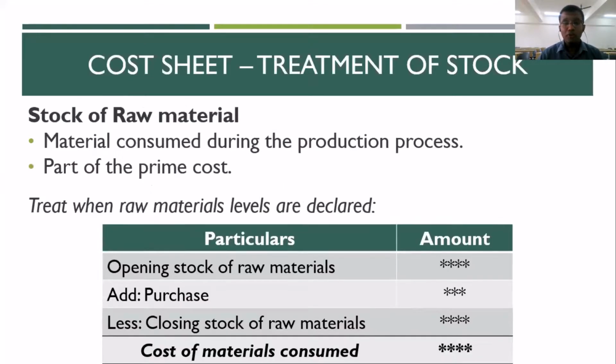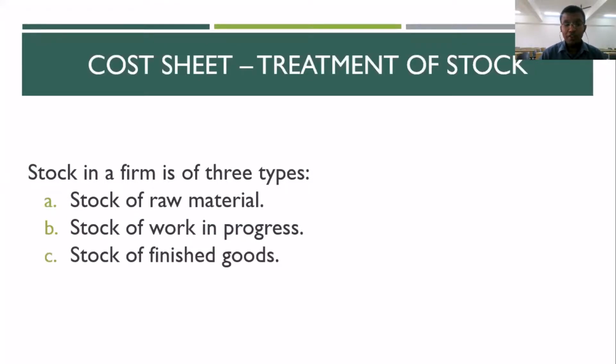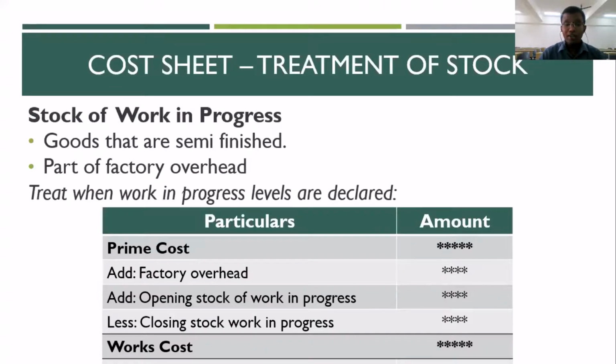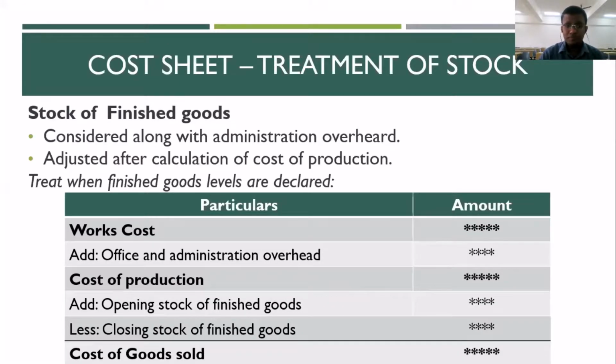I'll repeat this once again. When it comes to the firm, there are three types of stock they can have: raw materials, work in progress, finished goods. Raw material is considered as a part of your prime cost. Work in progress is a part of your factory overhead, and finished goods are a part of your administration overhead. Now, on this note, let us go about working out a numerical.